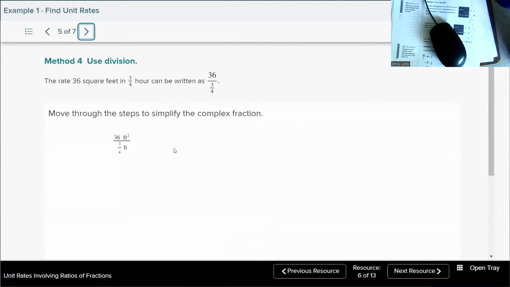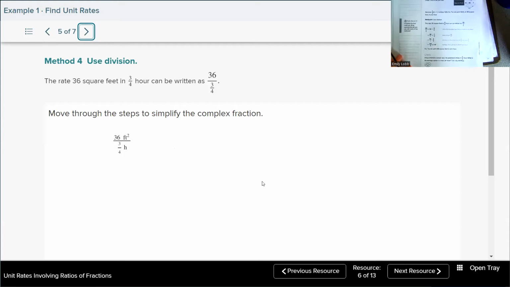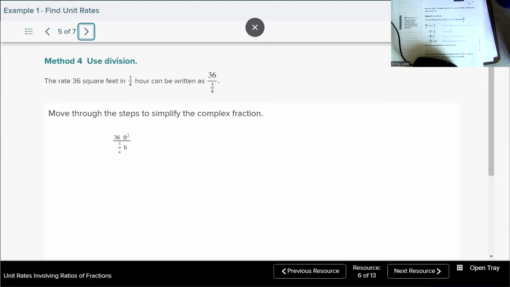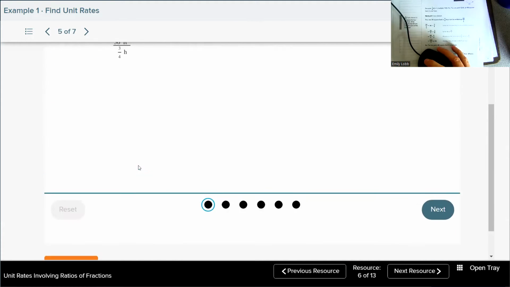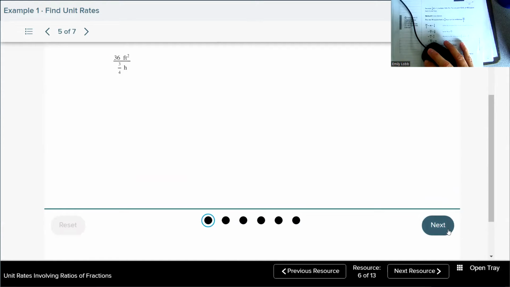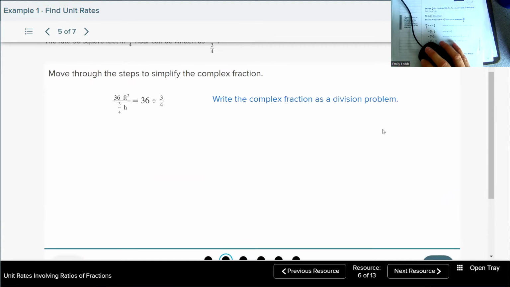So method 5, the rate 36 square feet in 3/4 hour can be written as 36 over 3/4. So here's our complex fraction. Move through the steps to simplify the complex fraction. Method 4. Like I said, guys, don't get overwhelmed by all the methods. Be empowered by them. Choose one that you like best. So we're going to use division. It says write the complex fraction as a division problem. So they have 36 divided by 3/4.